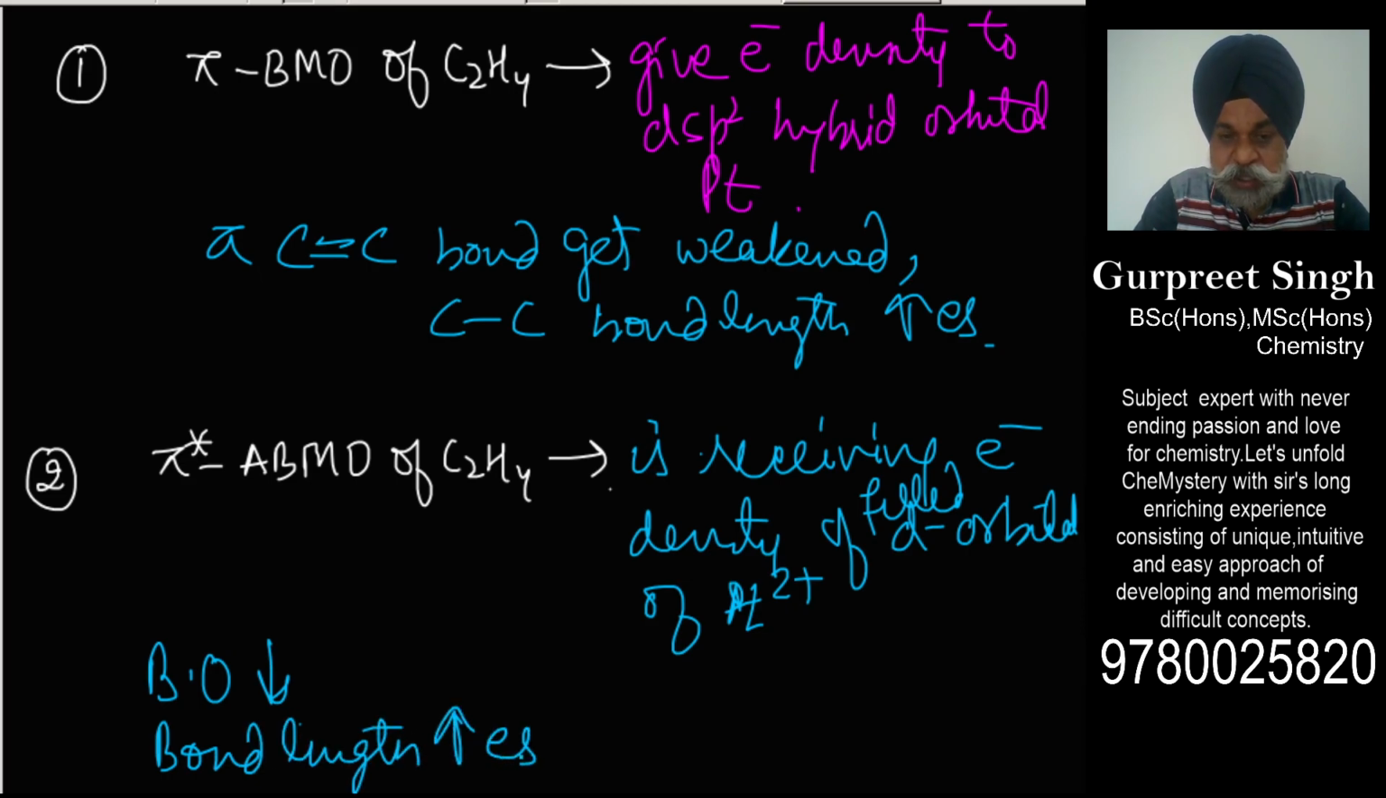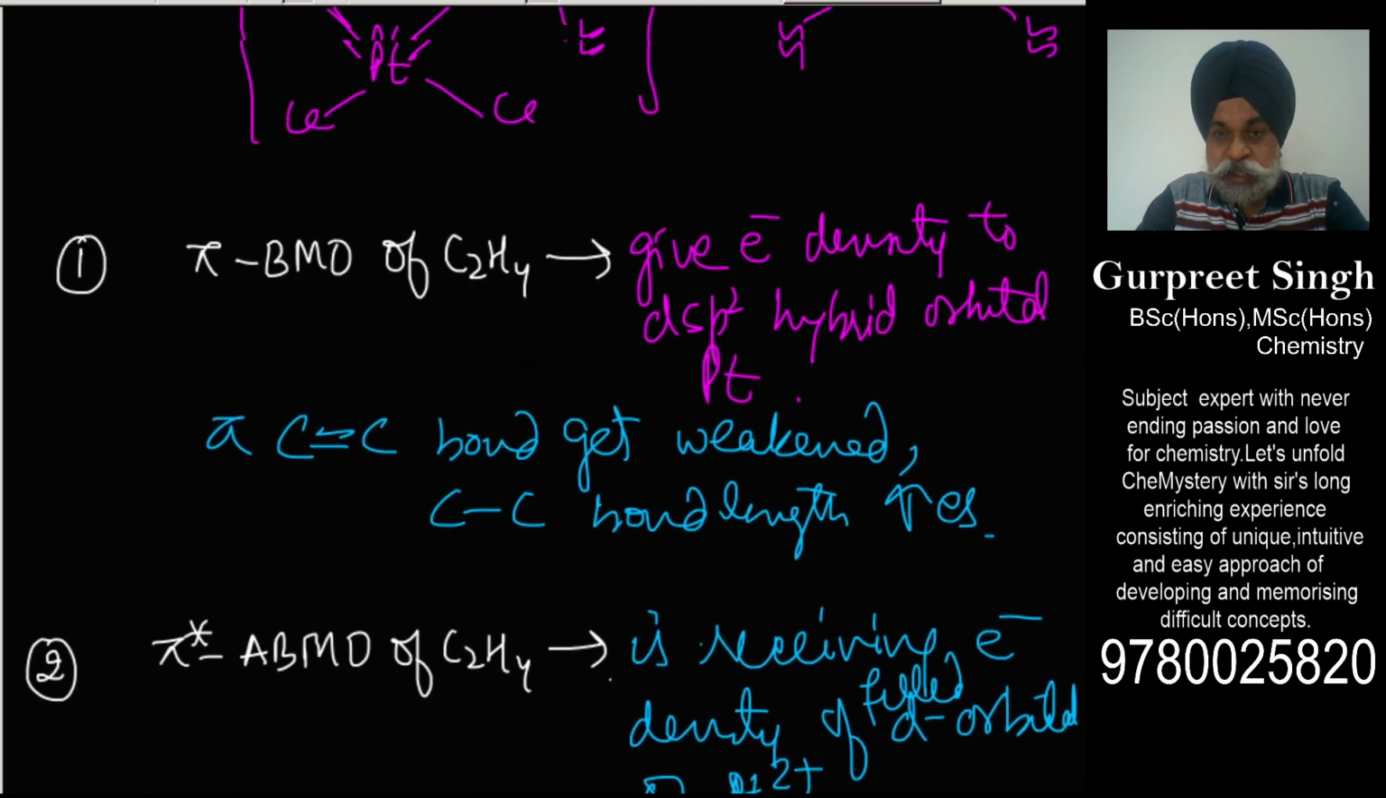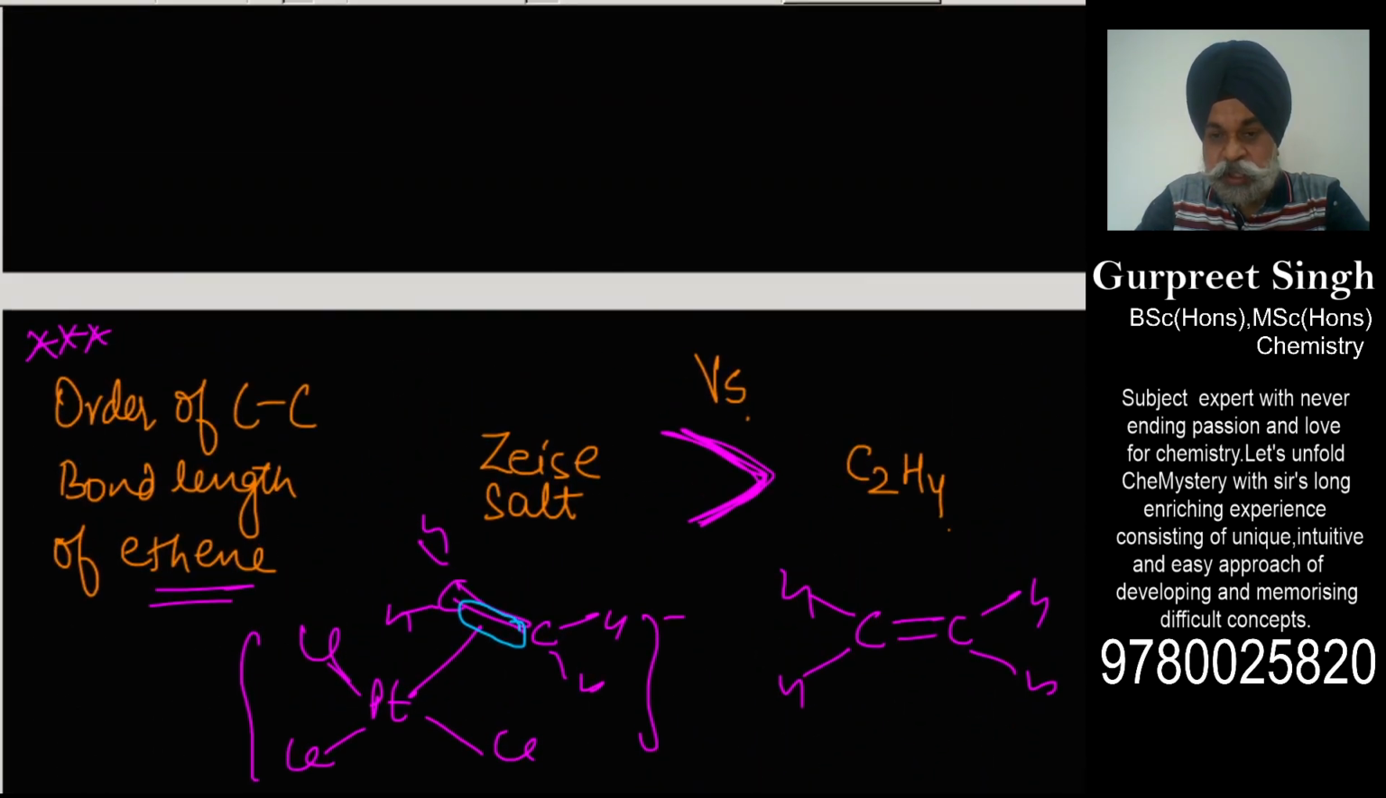So this is a very sure thing, that as and when anti-bonding orbitals start receiving electrons, that in a way is anti to bonding, so the bond order falls and bond length increases. So this is also very interesting: the carbon-carbon bond length of ethene in Zeise salt drastically increases and the pi bond weakens. So this is also very important.